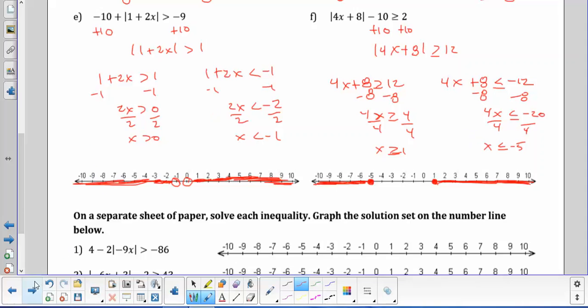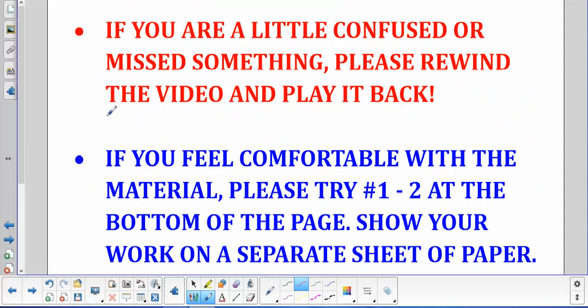So, if you've gotten to this point and you are still a little confused or you missed something, please rewind it back. Play it as many times as you need to. If you are still confused after that, please come see me if you have any other questions. Otherwise, if you're comfortable with the material, please try number 1 and 2 at the bottom of the page. Show your work on a separate sheet, and please use the number lines at the bottom to plot your solutions. Other than that, good luck, and I will see you tomorrow.